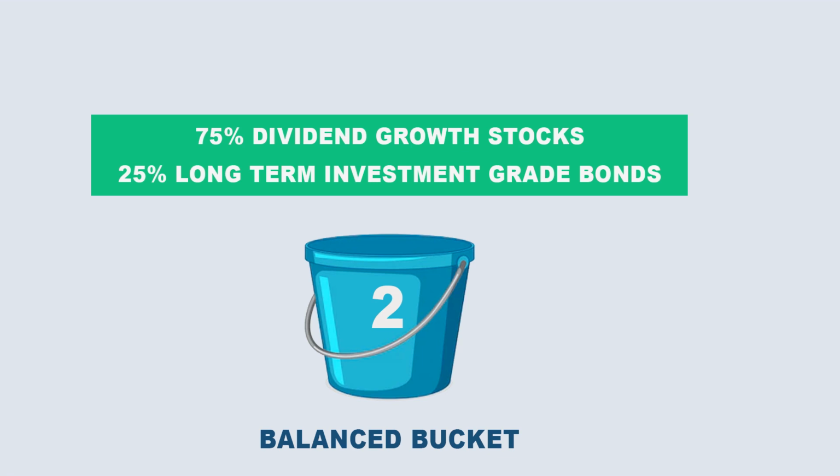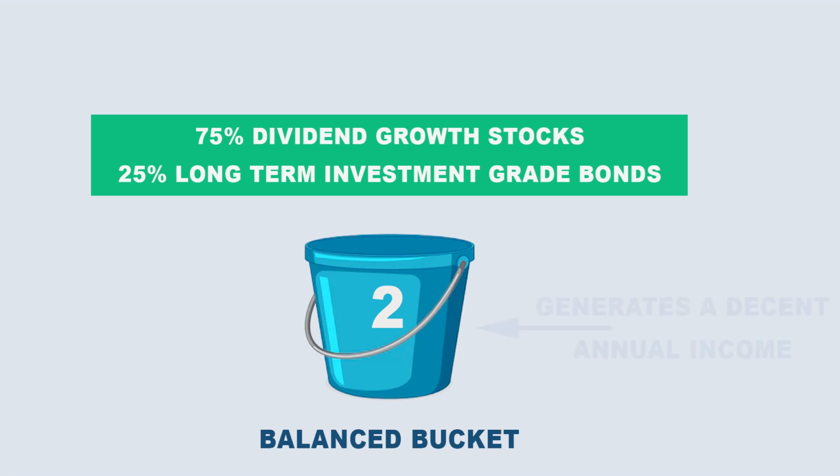So maybe like 75% high quality dividend growth stocks that pay regular dividends, and maybe 25% long term bonds because interest rates have ticked up a little bit. Buying bonds is not as bad as it was last year.